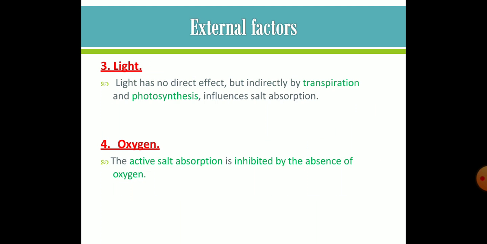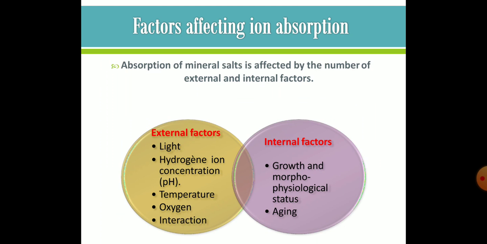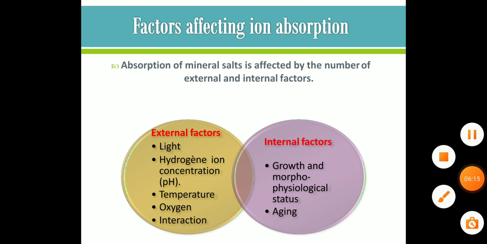One is the external factors, usually light, temperature, pH and oxygen. The other is the internal factors, that is, growth and aging. All these directly or indirectly affect plant ion absorption. Mainly there are two mechanisms, the active and the passive mechanism of absorption, and the external and internal factors affect the ion movement in the plant.